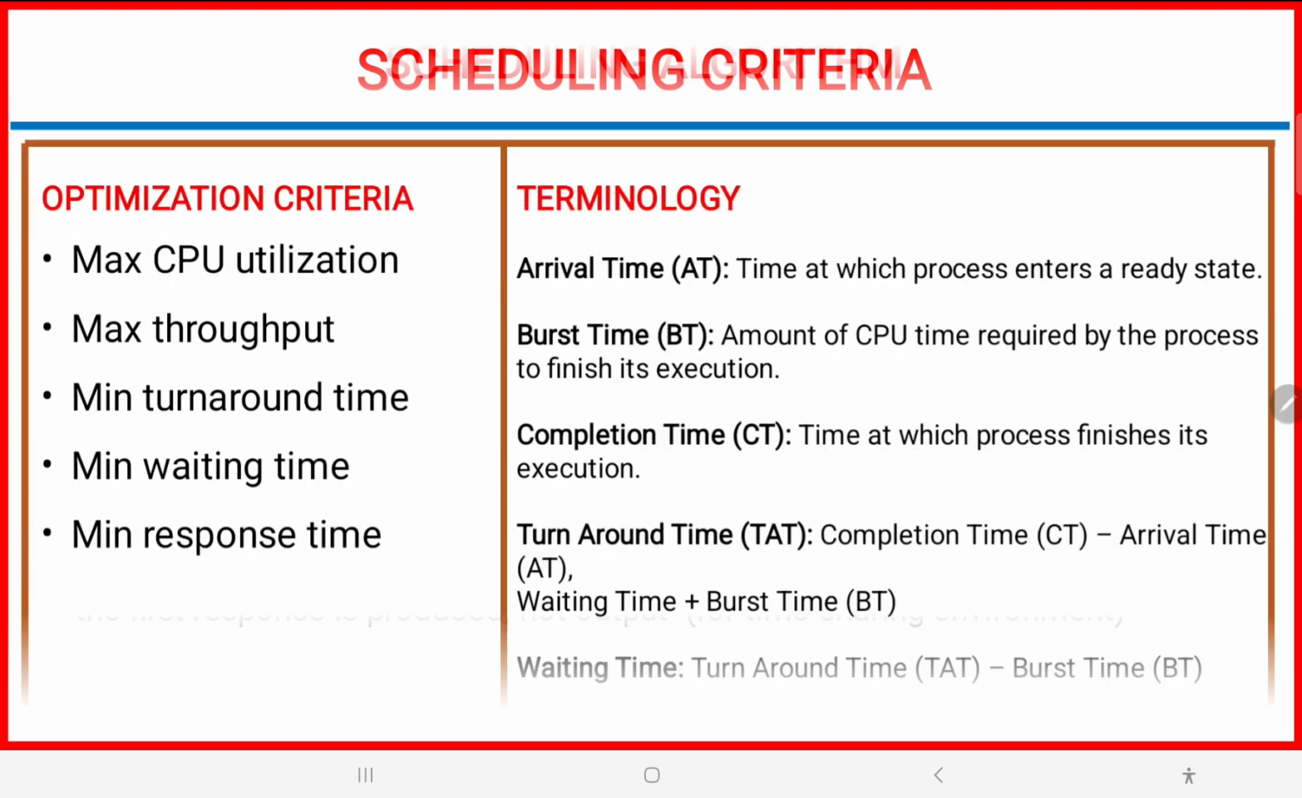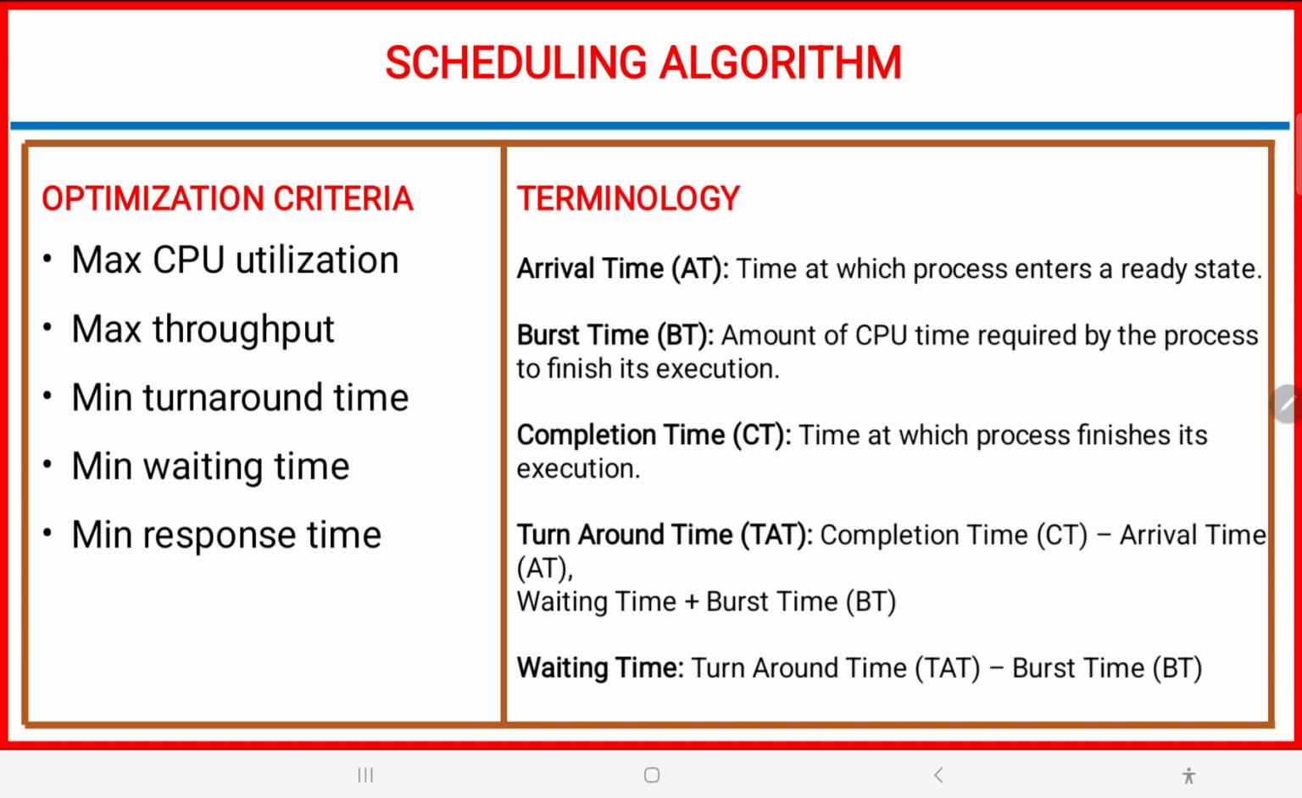So now if we see the scheduling algorithms optimization criteria, I have already told you over here that we want to have optimum output from our system. So in that case, the optimization criteria includes we should have maximum CPU utilization, we should have maximum throughput, but we should have minimum turnaround time, minimum waiting time, as well as minimum response time.